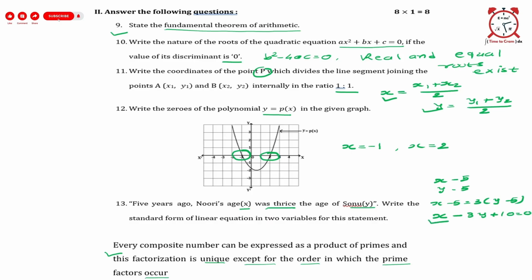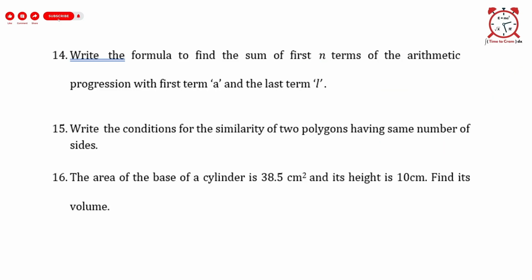Next question, write the formula to find the sum of first n terms of an arithmetic progression with first term a and the last term l. So we know that the formula is the sum of n terms for an arithmetic progression.